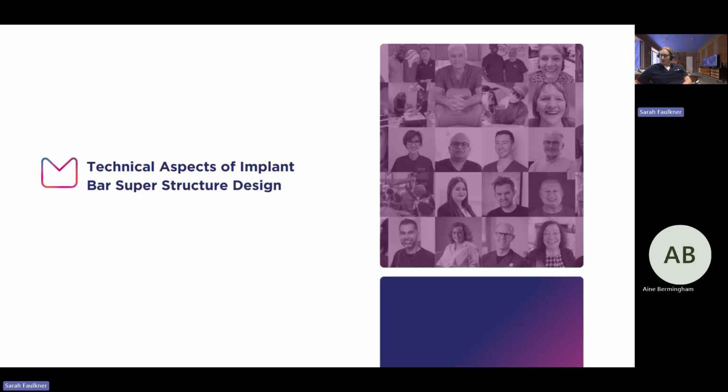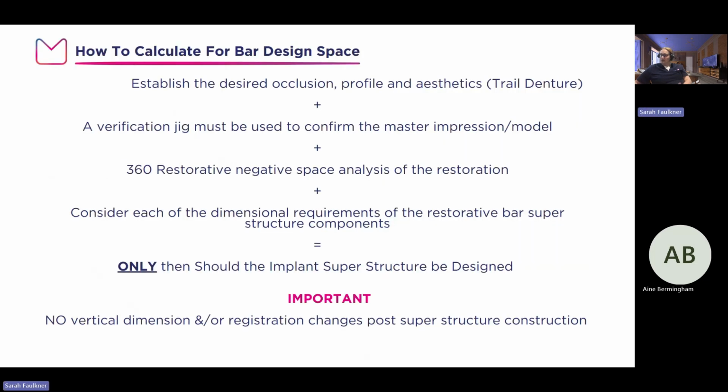From the technical aspects, whenever people ask me what sort of bar I would recommend, or what I would suggest for this case, this is how I come to that decision. We can have a bit of a knee-jerk reaction: I would like a Hader or I would like a Dolder. But how are we going to fully make that final decision?